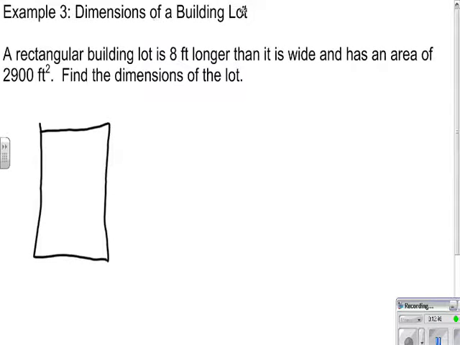Example 3, dimensions of a building lot. A rectangular building lot is 8 feet longer than it is wide and has an area of 2,900 square feet. Find the dimensions of the lot.